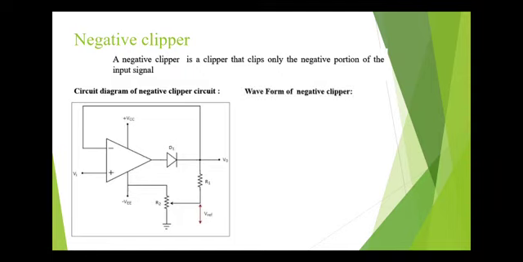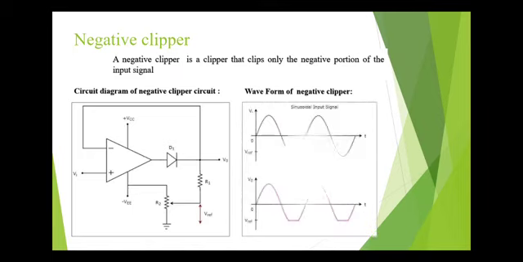Waveform of a negative clipper. These two waves are the input waveform and its corresponding output waveform of a negative clipper for a negative reference voltage V reference. The operation of negative clipper circuit is opposite to that of a positive clipper circuit.